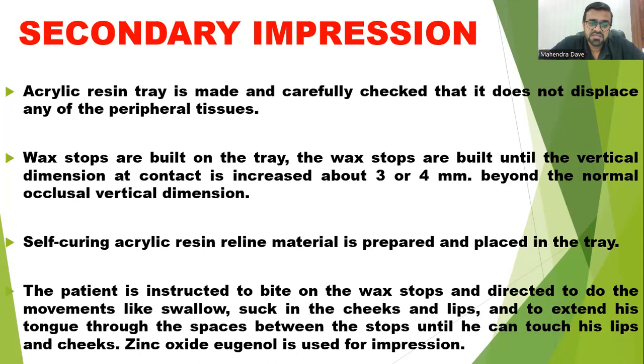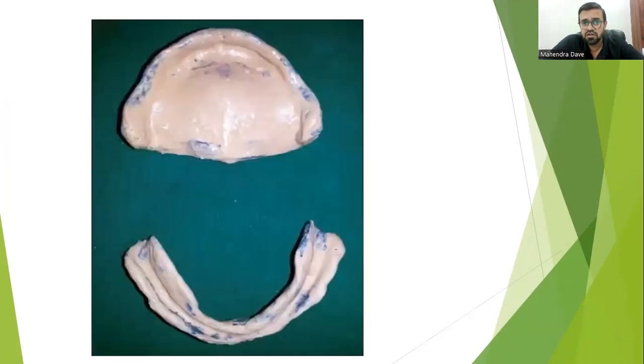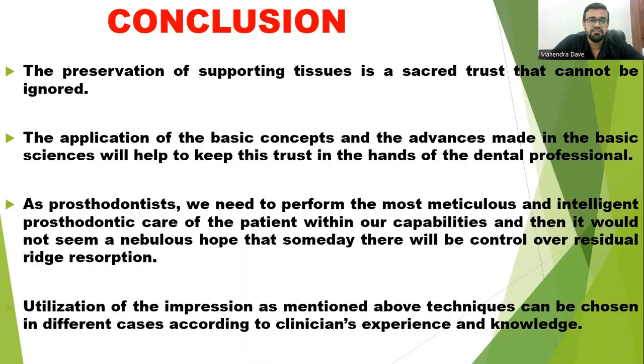The patient is then instructed to bite onto the wax stops and directed to perform movements like swallowing, tucking in the cheeks and lips, and extending the tongue through the spaces between the stops until he can touch his lips and cheeks. The final impression is made using zinc oxide eugenol impression material. This is how the secondary impression looks.